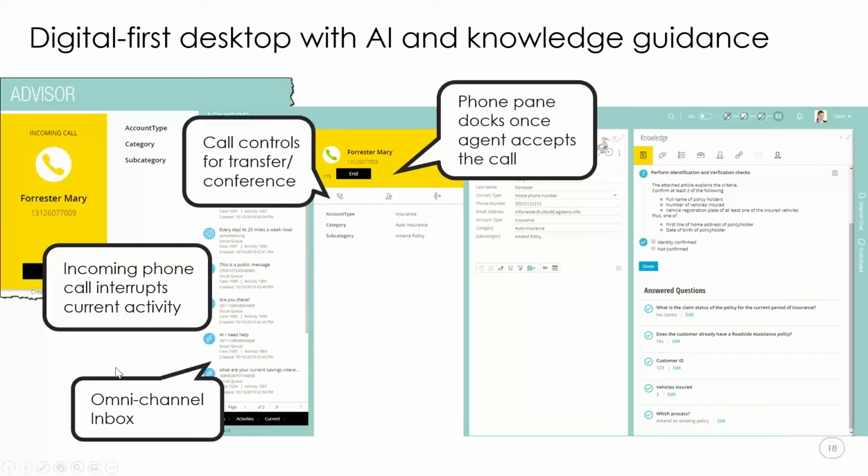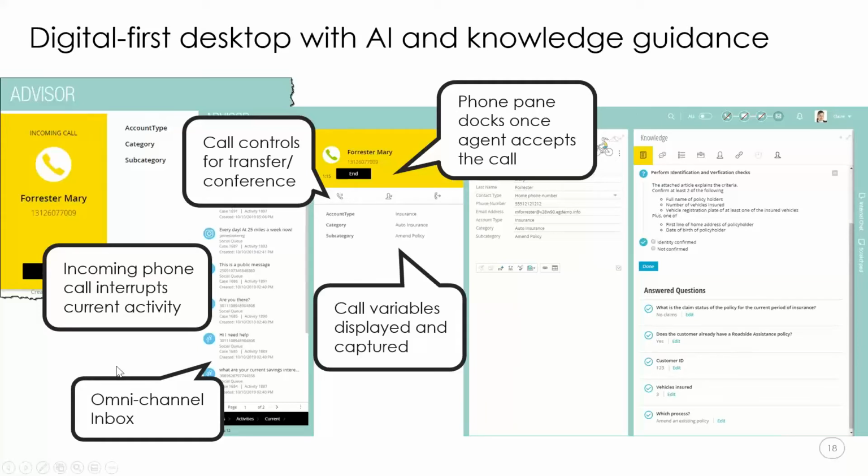So of course, when the call comes in, we have all the typical call controls like transfer and conference. And of course, we're bringing in the call variables as well. Now, these call variables are either captured through the IVR and then pushed through to our system, maintaining that context. And finally, if you have one more click, you'll see on the far right-hand side that all of this is brought together in our guidance process.